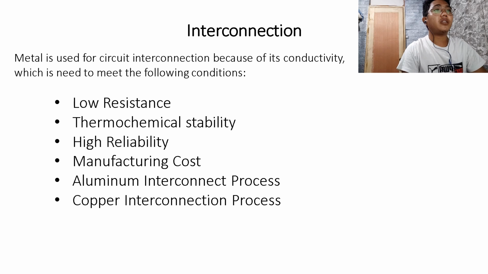So it's basic. Next is thermochemical stability. The properties of the metal materials must remain unchanged during the metal interconnection process. If the metal in the circuit will change or have no stability, then it is not good for us to continue further.